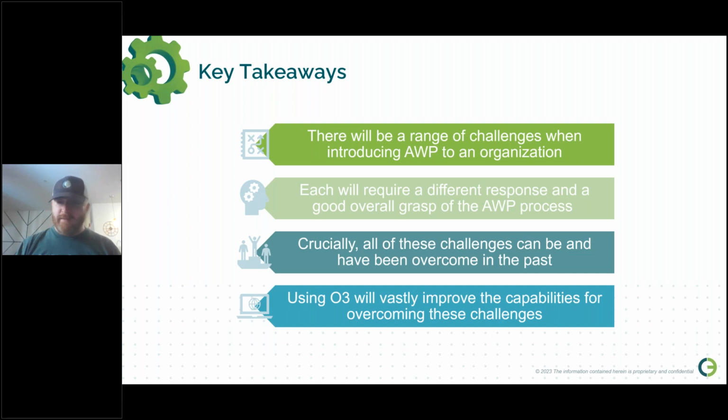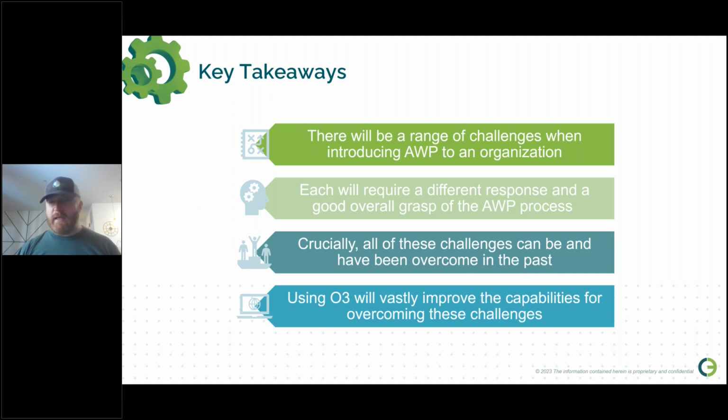The one good thing to note is all of these challenges have been done in the past. They've been overcome in the past. You are not the first person trying to do this. Don't feel you need to recreate the wheel here. There's a lot of information out there as to what these challenges are and how they can be overcome.